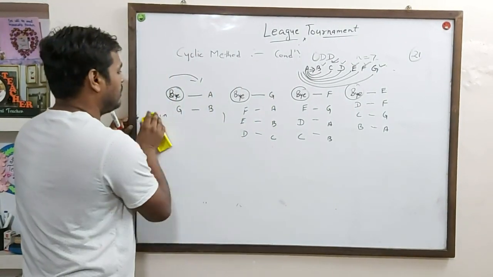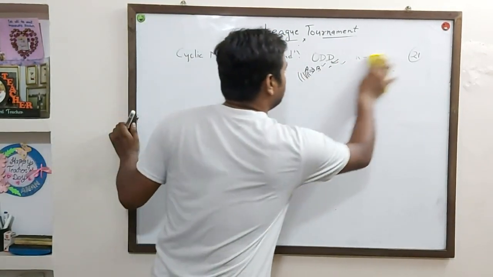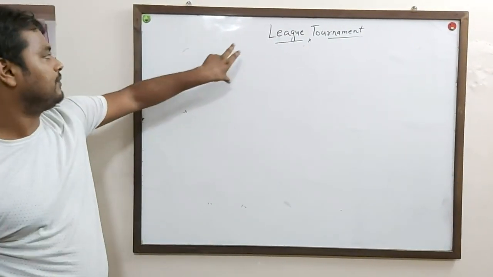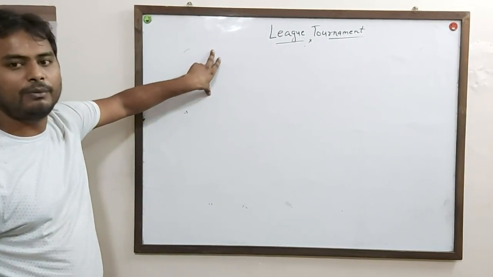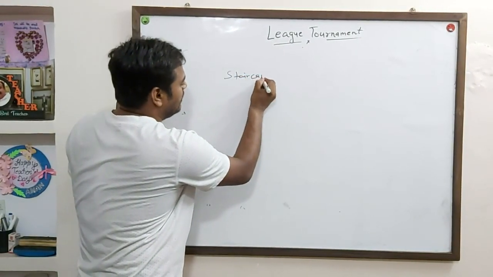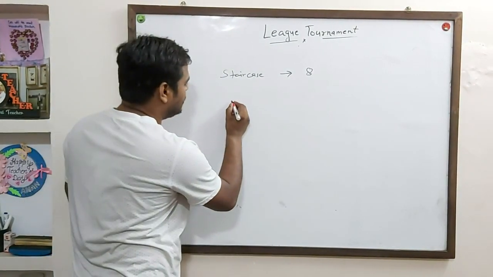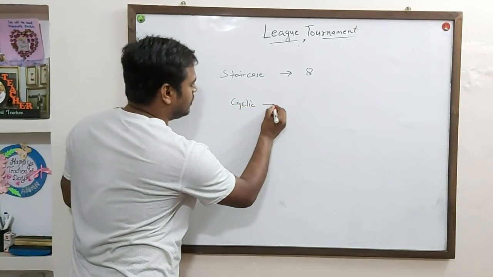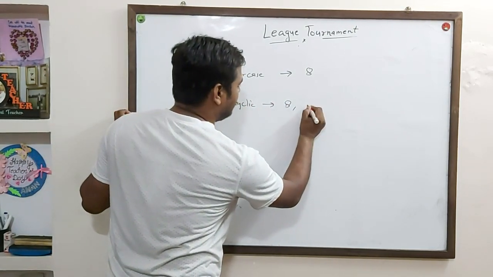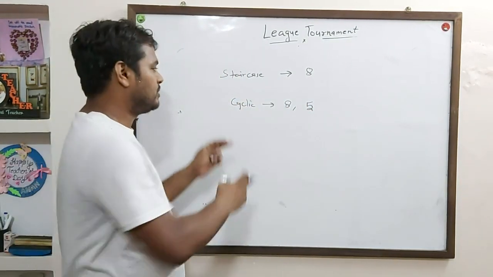Now I am going to give you your homework. You have to draw 3 pictures. One picture you will draw with the staircase method when the total number of teams is 8. Next, you have to draw pictures of the cyclic method: one picture of 8 teams and one picture of 5 teams. So these 3 pictures you have to draw using these methods.